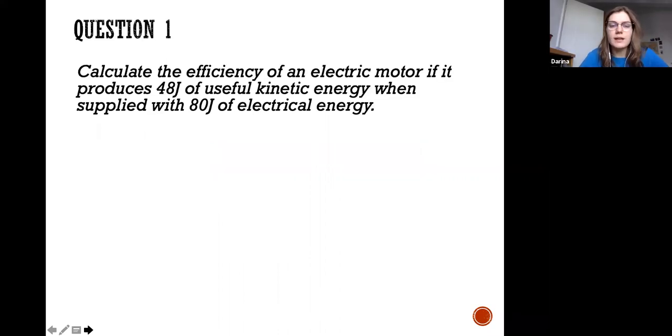So can you please have a go at this question? I'm going to give you a minute to read through. We want to calculate the efficiency of an electric motor, which produces 48 joules of useful KE, and it's supplied with 80 joules of electrical energy, either in decimals or in percentages. It's completely up to you. Whip out your calculators and have a go.